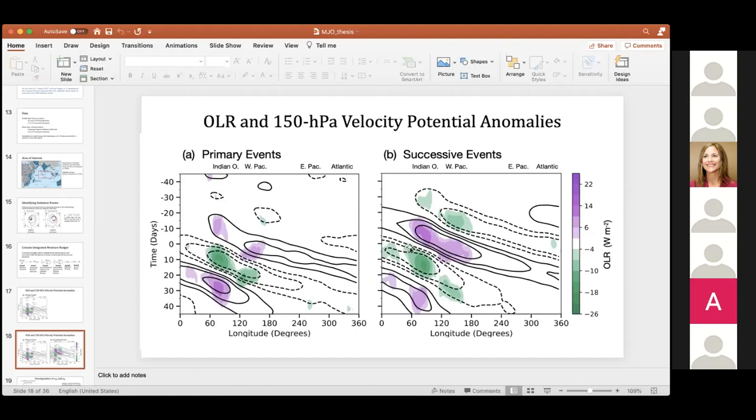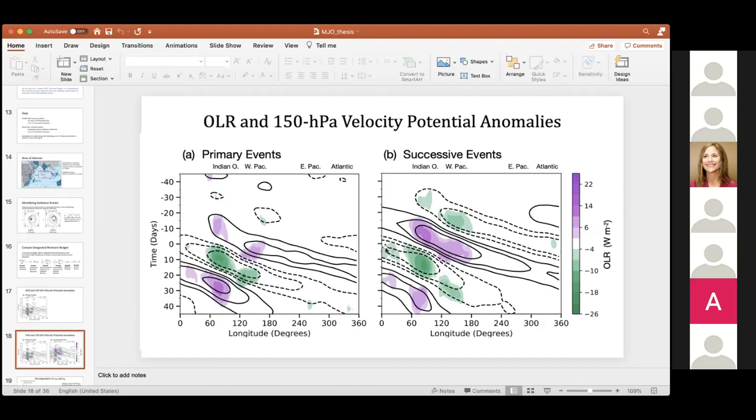And likewise to the primary events, as the MJO progresses, it starts to strengthen in the OLR anomaly, signifying that the convection is also strengthening. And we see a similar decay as it reaches the Western Pacific. One thing to note with the successive events is that the OLR anomaly can be found going back to Africa.